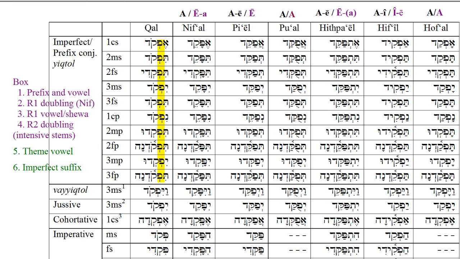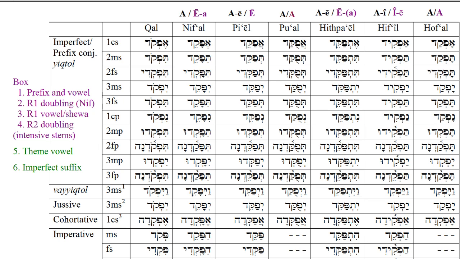The kal imperfect, by contrast, has no R1 doubling, and the R1 has a silent schwa. So the nifal has a doubled R1 letter and an R1 vowel of komets. The theme vowel for the nifal imperfect is tsere. Remember the E from the A/E formula. The E stands for an E-class vowel in the imperfects. The imperfect suffixes are the same as we learned for the kal form.